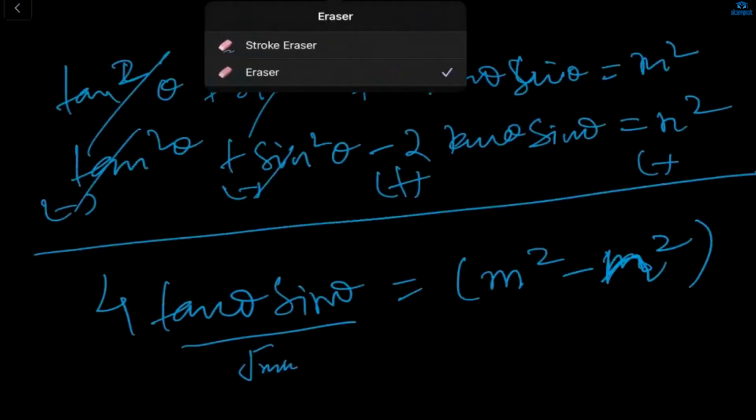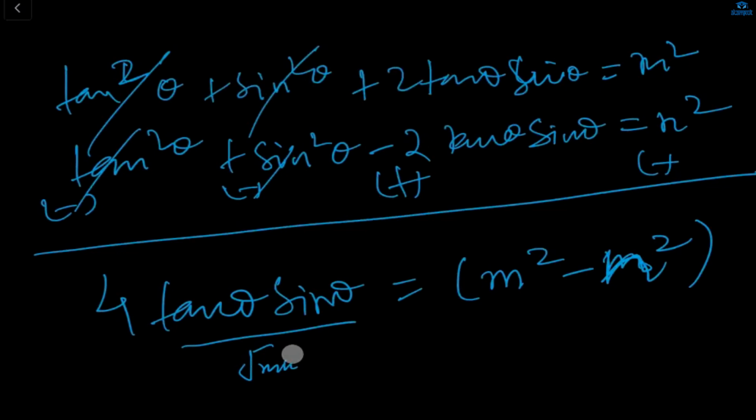Okay. So, anybody, any idea how you are going to bring here root mn instead of tan theta into sin theta? tan theta can be written as sin theta upon cos theta. Yes. So it will be sin square theta upon cos theta.